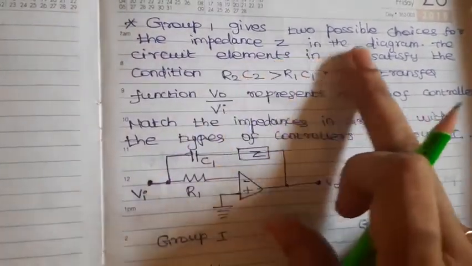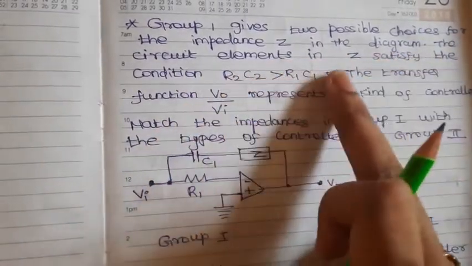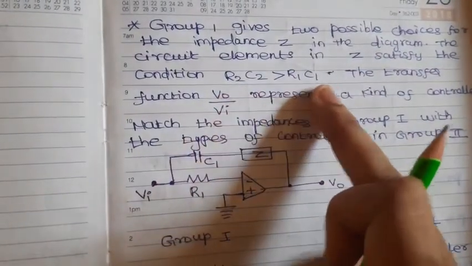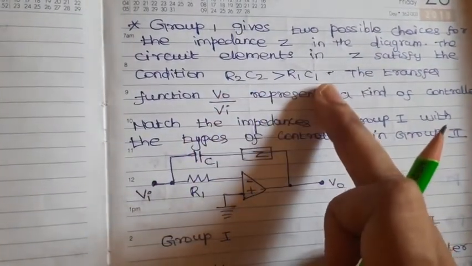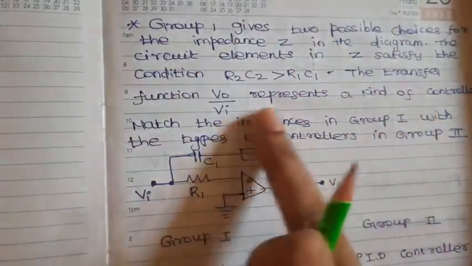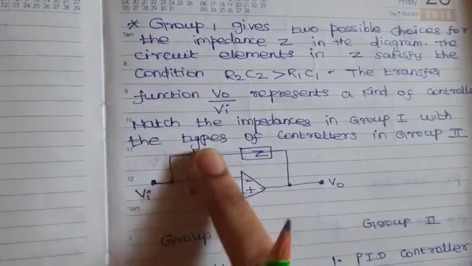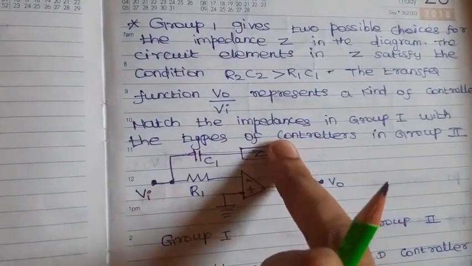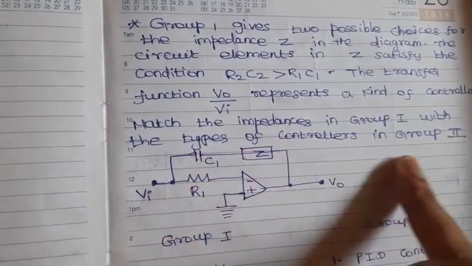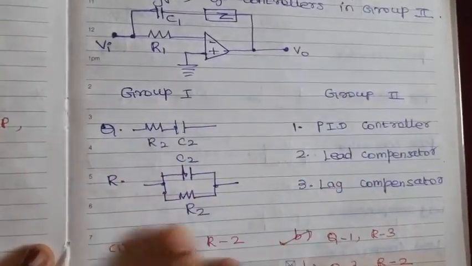Group 1 gives two possible choices for the impedance Z in the diagram. The circuit elements in Z satisfy the condition R2 C2 greater than R1 C1. The transfer function V0 by Vi represents a kind of controller. Match the impedances in group 1 with the types of controller in group 2. So we need to match group 1 with group 2.